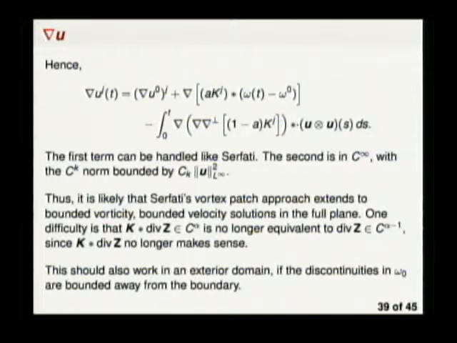So it's likely that it works. Okay? But one difficulty which comes up immediately is this equivalence between k star, the divergence of z being in C alpha, and divergence of z being in C alpha minus 1, which even though he doesn't use the equivalence literally is key to the stuff he's doing, is going to show up and is going to be a problem.